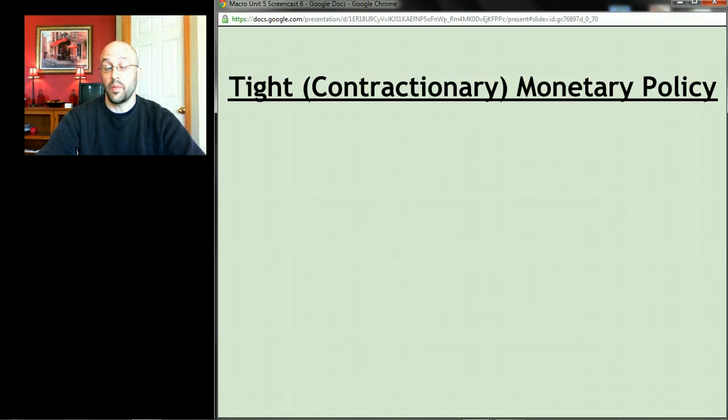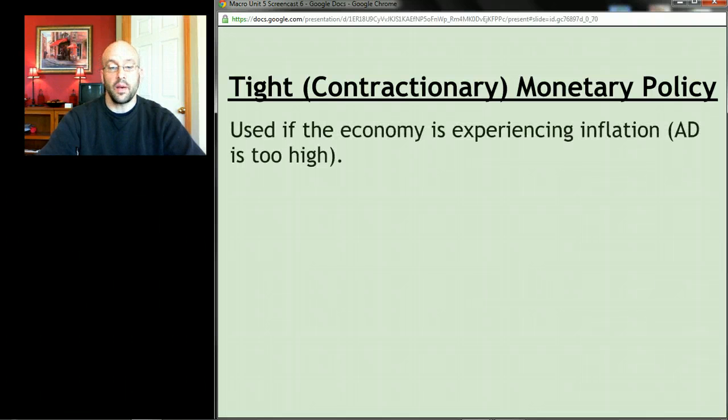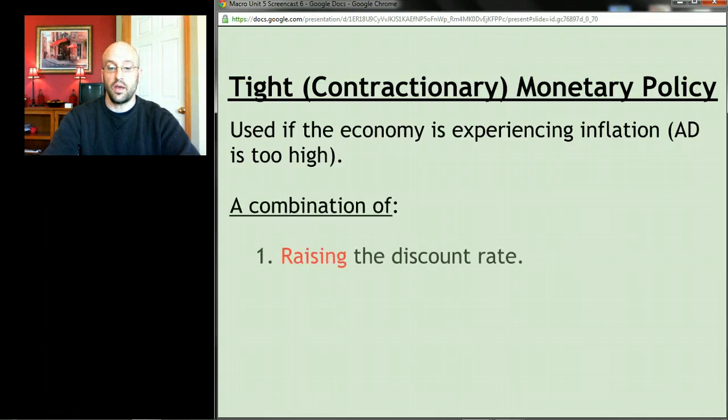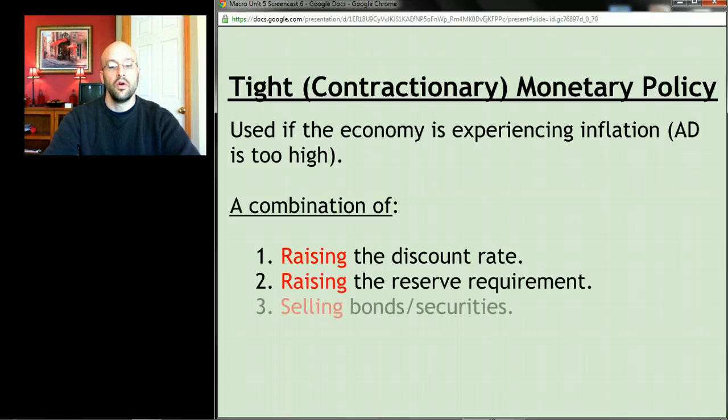Tight or contractionary monetary policy would be exactly the opposite and would be used for the same reasons contractionary fiscal policy would be used, if aggregate demand is too high and if the economy is experiencing inflation. So the Fed could simply use those same three tools just in the opposite way, by raising the discount rate, raising the reserve requirement, or by selling government bonds or securities. Again, any of those things would reduce the excess reserves of banks and result in a smaller money supply.